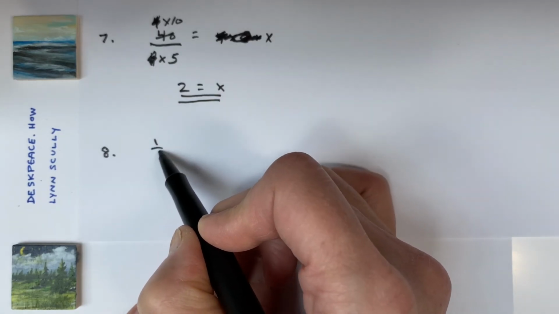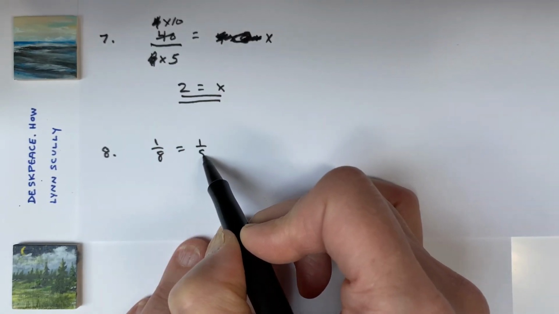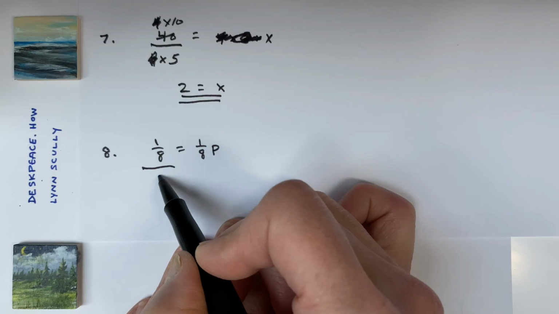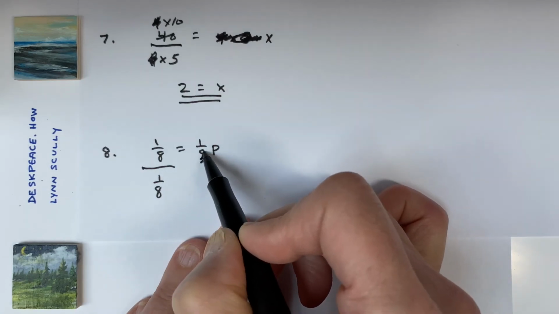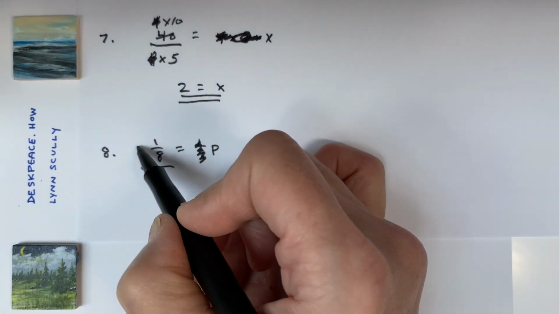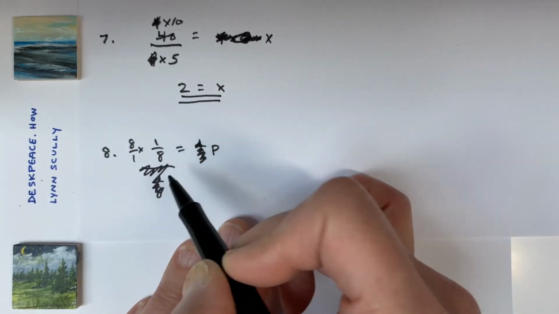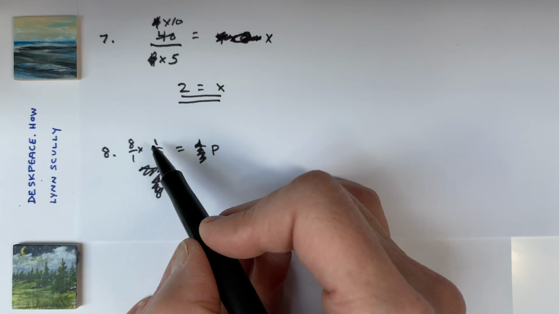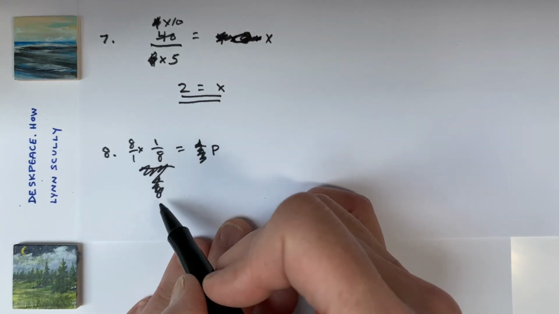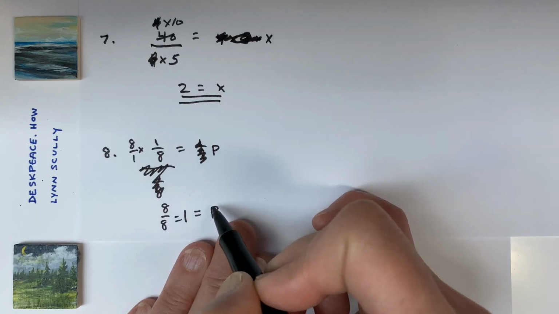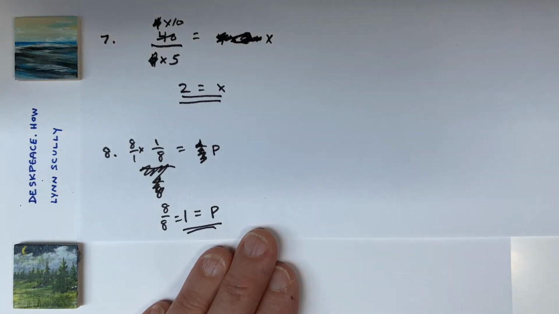I have 1/8 equals 1/8 P. P, I want to get it alone. 1/8 is attached by multiplication. Move it by division to the other side of the equal sign. Flip the bottom over, put it at the top to handle that complex fraction. 8 times 1 is 8. 1 times 8 is 8. So I'm getting 8 over 8, which is 1. 1 is P.